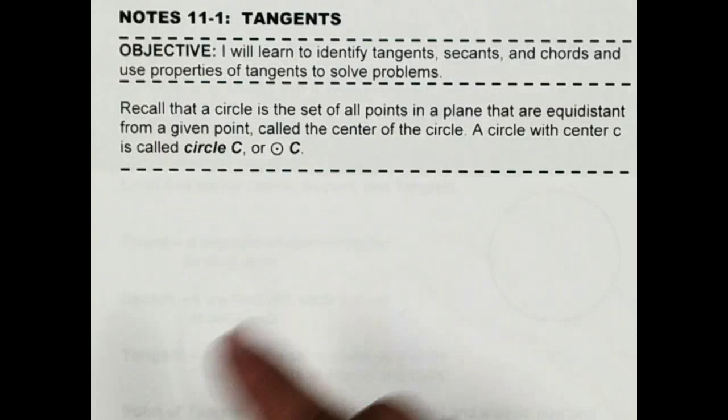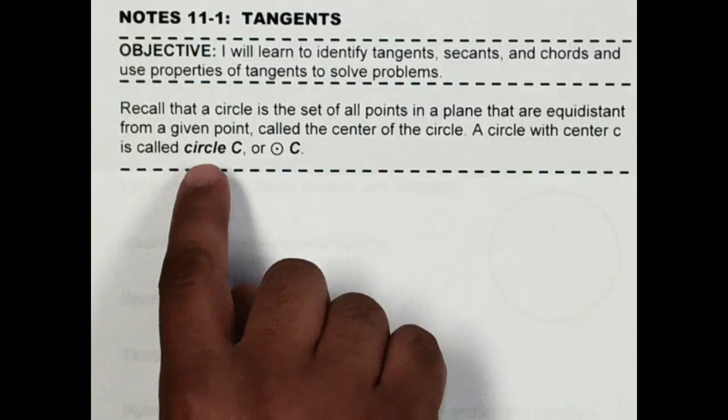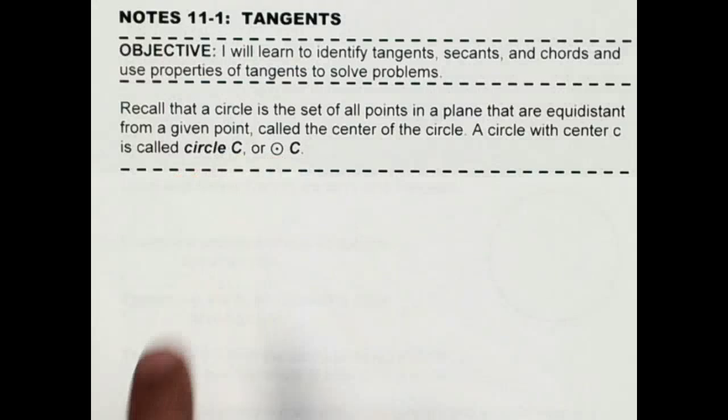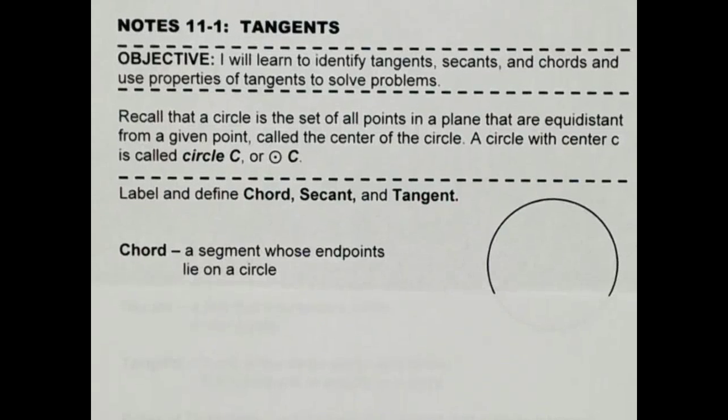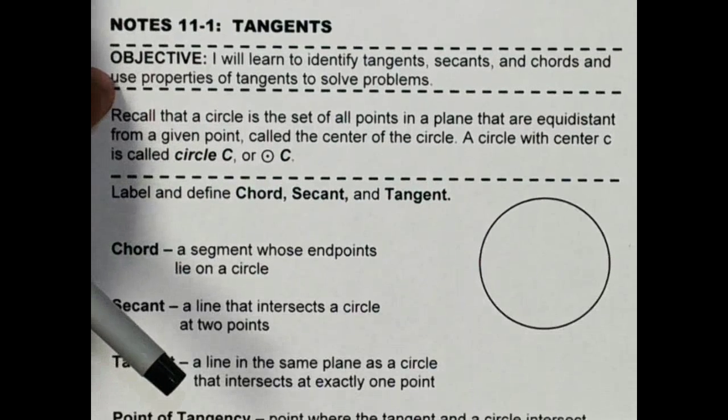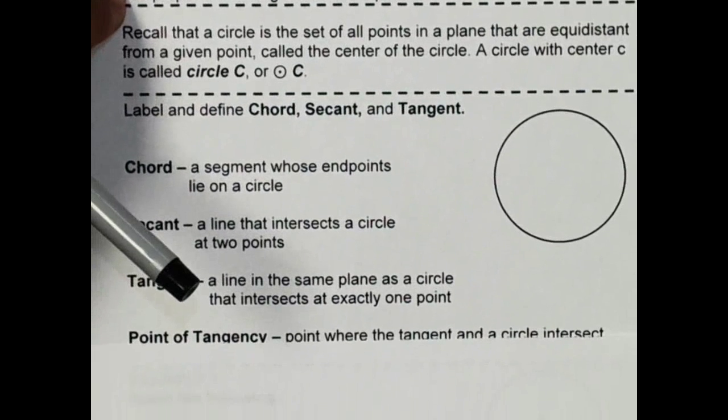You can write it out using circle C, or you can draw a circle with a dot in the middle of it and then the letter of that center point on it. All right, so now let's look at chord, secant, and tangent, and also this point of tangency.